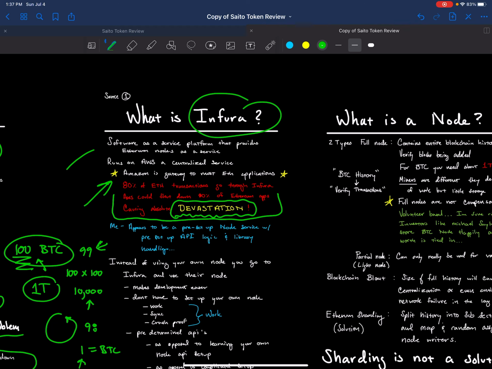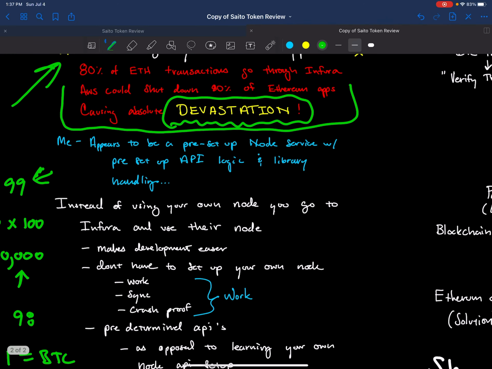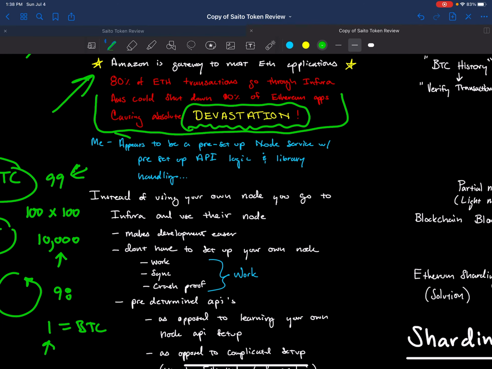Okay, and this is something no one else will tell you. So it appears that basically Infura is just a pre-set up node, and it just helps take away API logic and library handling and setting up a node as a developer.